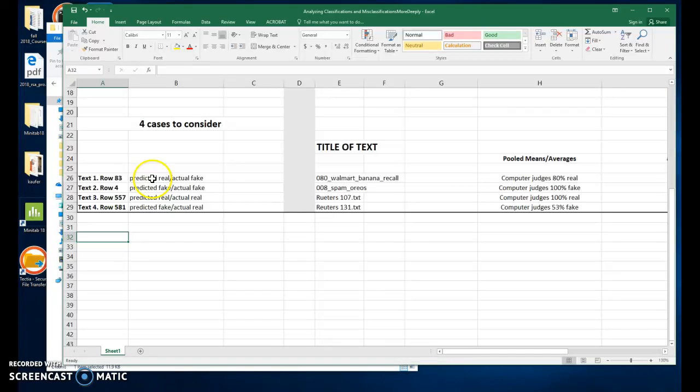With text 1, discriminant analysis predicted it would be real. It's actually fake. Text 2, discriminant analysis predicted it would be fake. It's actually fake. So this is a misclassification. This is a correct classification.